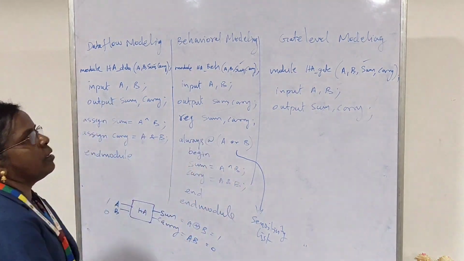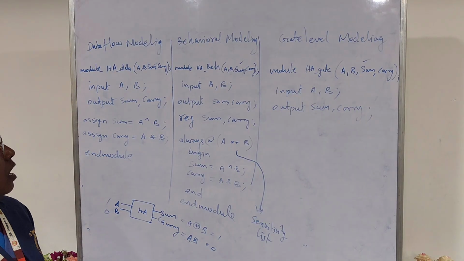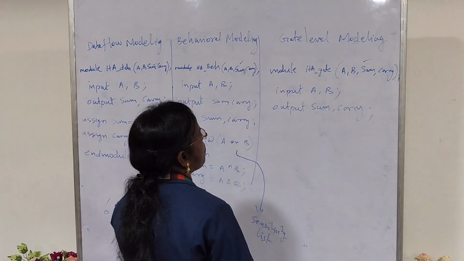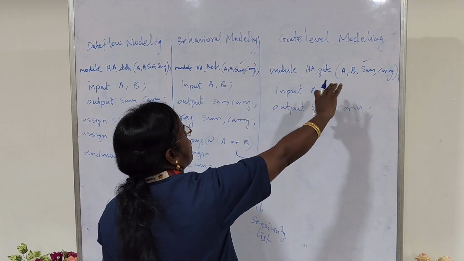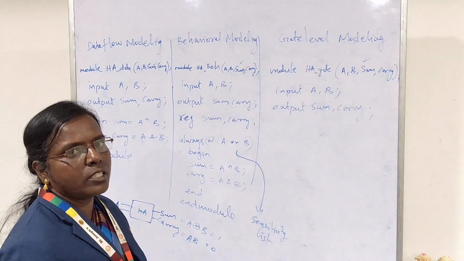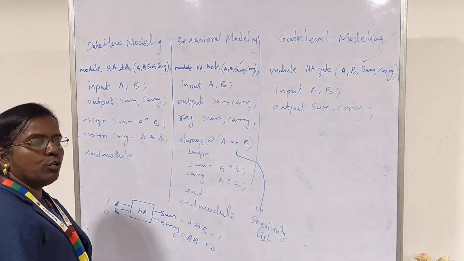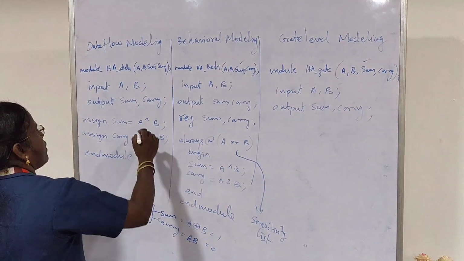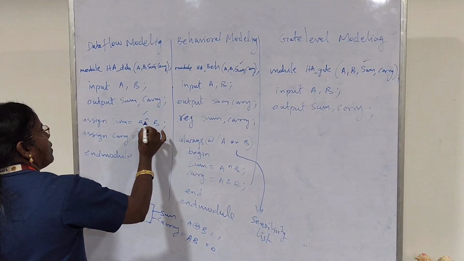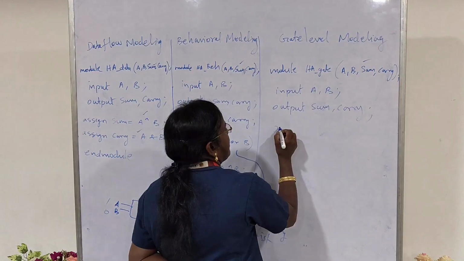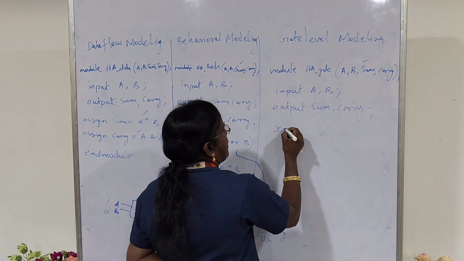So this is called behavioral modeling for the half adder circuit, right? Then the logic gate level modeling, right? The module definition is over, the input part is over. Then the statement part is nothing but the gate instantiation statement. So what are the gate functions we are going to use here? The XOR function and the AND function.